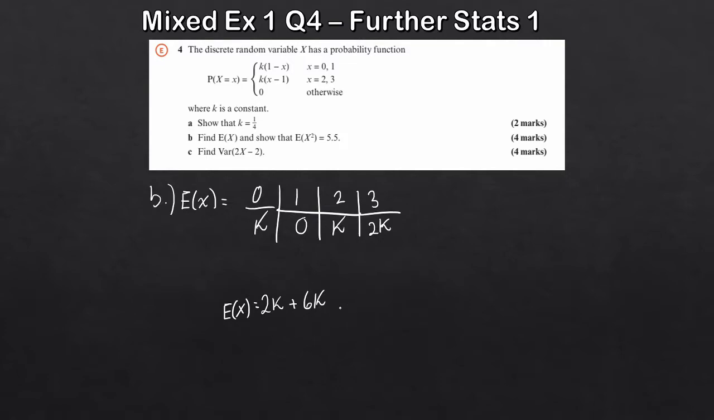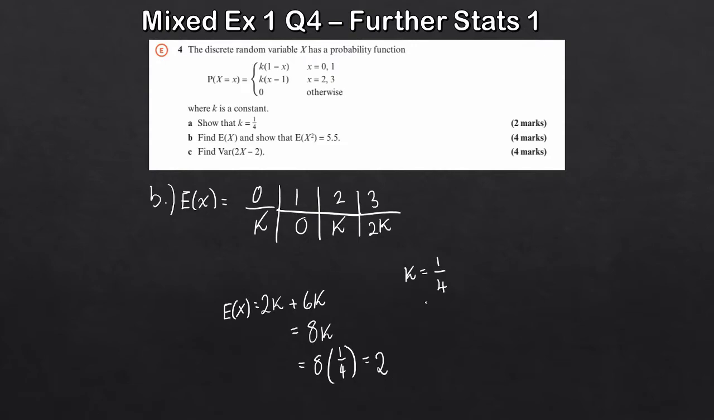Now we can add these together, so that gives us 8k, but we can actually work out what this is, right? Because we know that k is a quarter. Okay, so using the fact that k is a quarter, and we know the expectation of x is 8k, we can work this out. This is 8 times a quarter, and this works out nicely as just being 2. Okay, so that's what we should expect to find for the expectation.